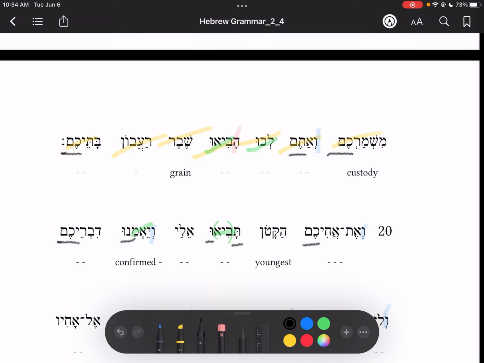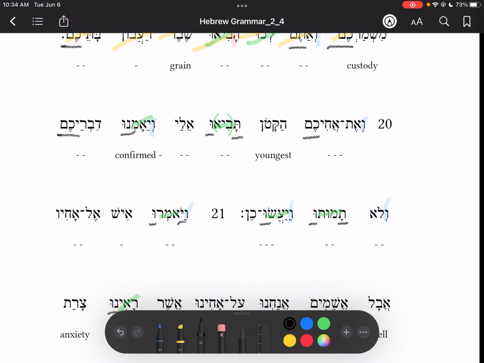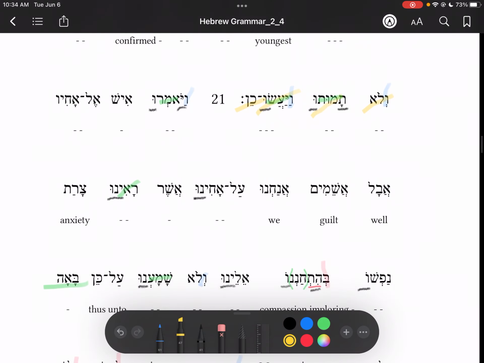Okay, verse 20. Reads like such. Ve'et achichem hakaton tavi'u elai, veye'amenu divrechem, ve'lo tamutu, vaya'asu ken. And so now we're getting confirmation of the younger brothers and all of these different types of things coming forth in our story.